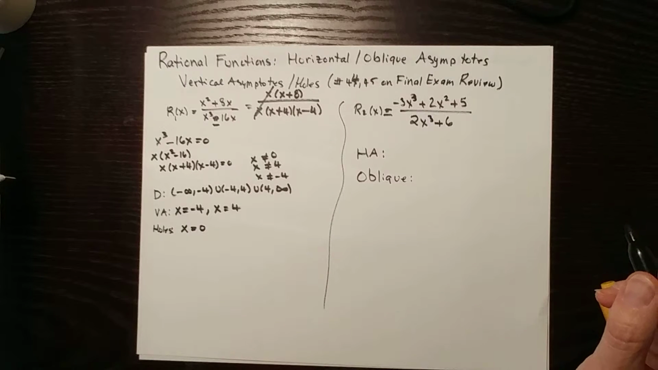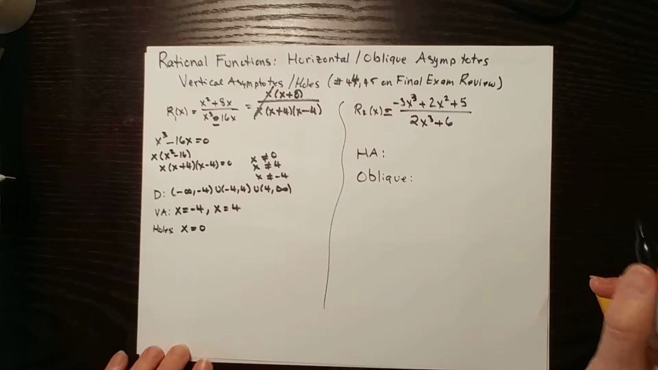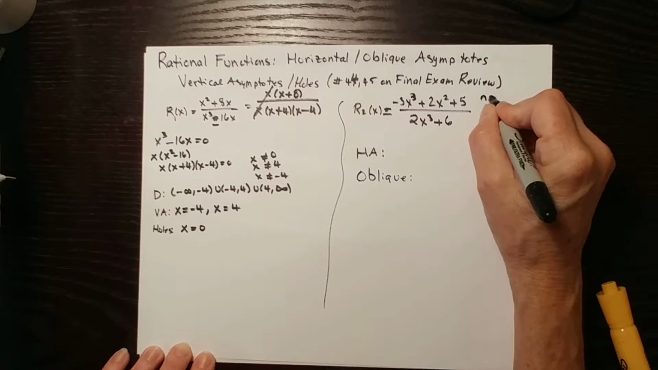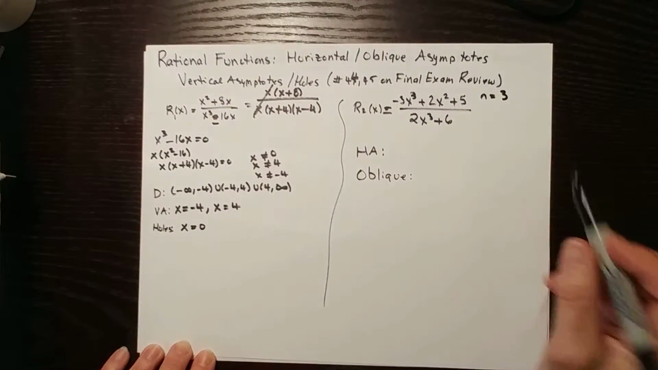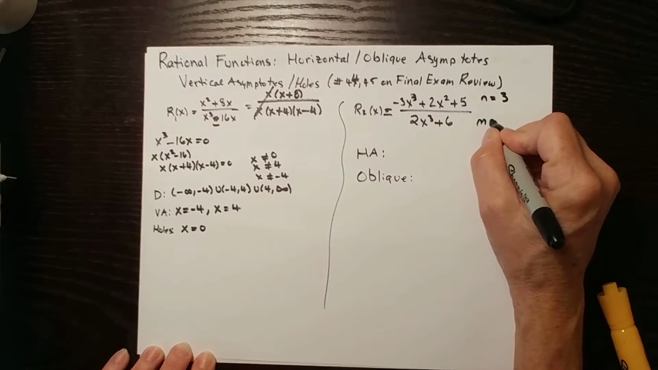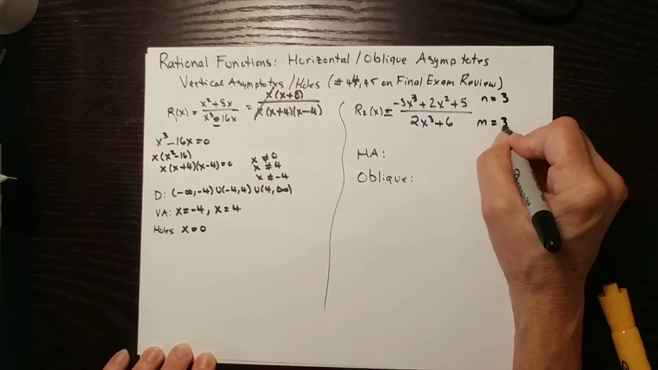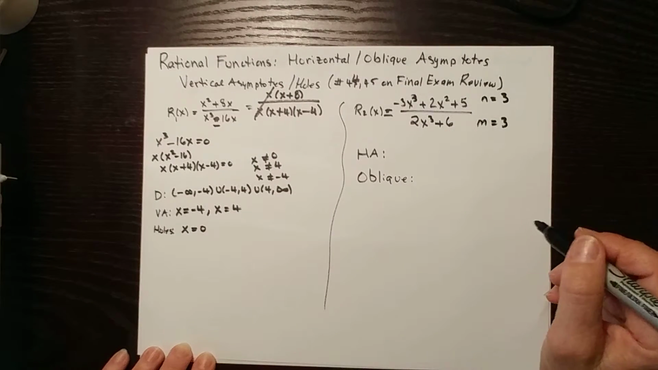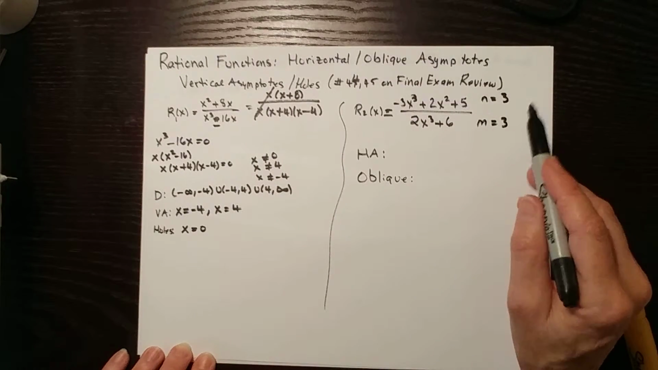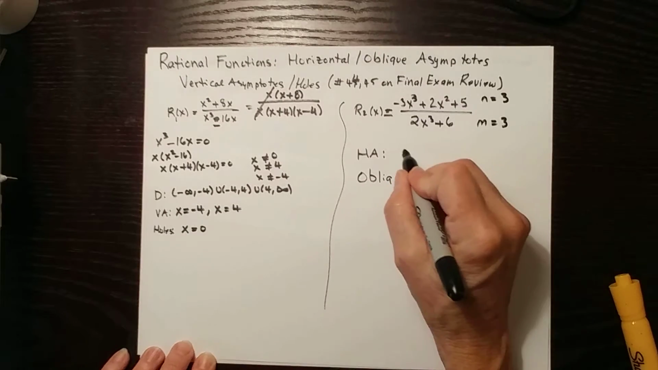You find whether or not a function has a horizontal or oblique asymptote by comparing the degree of the numerator and the degree of the denominator. The degree of the numerator in this case is 3 because the highest power is x cubed. The degree of the denominator in this case is 3 because 2x cubed. In the case where they are the same, then you do have a horizontal asymptote.